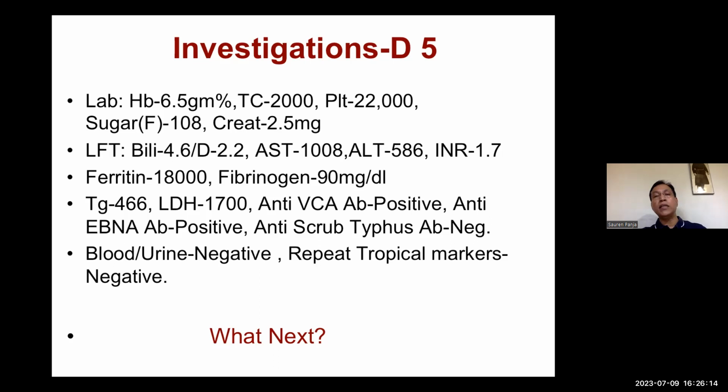That day also we received other antibodies like anti-VCA antibody, anti-EBNA. Basically, these are screening for sometimes the Epstein-Barr virus infection. We sent it, and anti-scrub typhus, because rickettsial fever is also sometimes present with 2 to 3 weeks of fever. So that's why it is important. So anti-scrub typhus antibody was negative, and blood and urine culture received, it was negative. Repeat tropical markers like malaria, dengue, all are also negative.